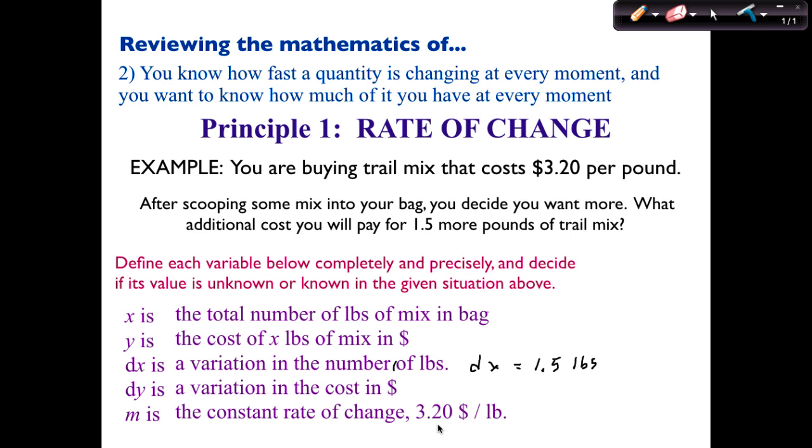Okay, so I asked you to find what additional cost you would pay for 1.5 more pounds of trail mix. I asked you to calculate that. And what did you get when you calculated that? You should have gotten 480. Did you get 480? Okay. And what calculation did you do to find that was 480? What'd you do?